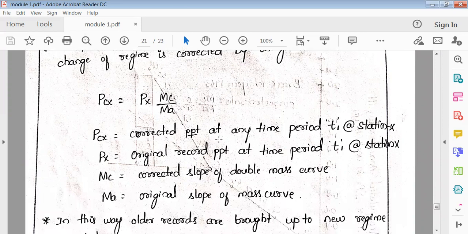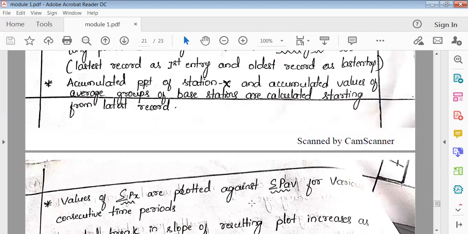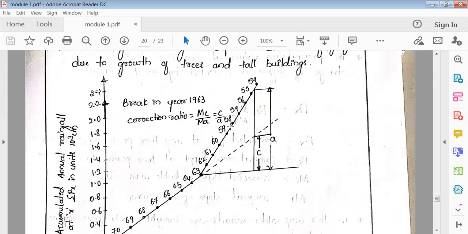PCX is the corrected precipitation at any time period T1 at station X. Px is the original recorded precipitation at time T1 at station X. MC is the corrected slope of the double mass curve. MA is the original slope of the mass curve. So they have told you this.